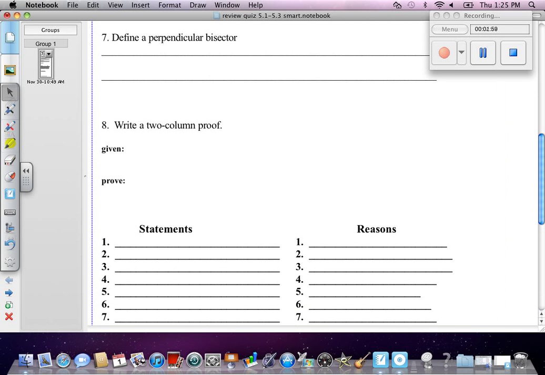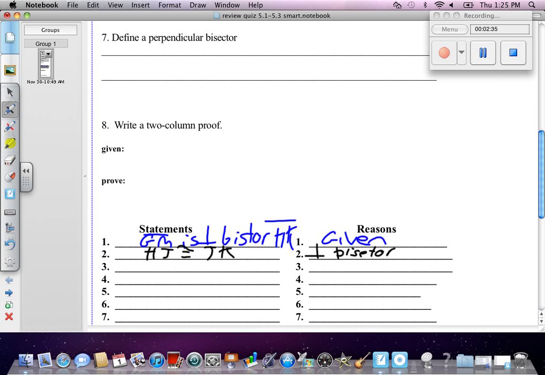Okay, so our proof. We know that GM is the perpendicular bisector of HK, given. HJ is congruent to JK, because of definition of perpendicular bisector. We know that angle HJG is congruent to angle KJG, and they're both 90 degrees by definition of perpendicular bisector.